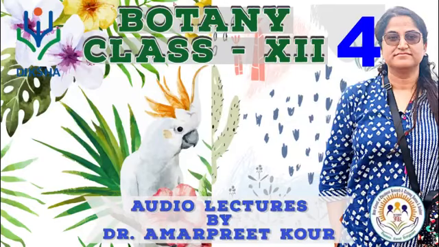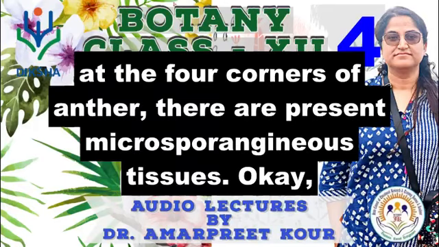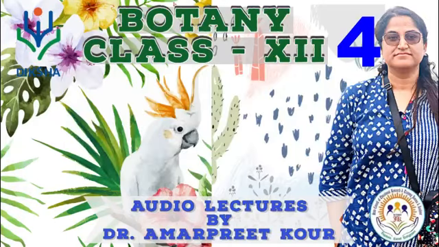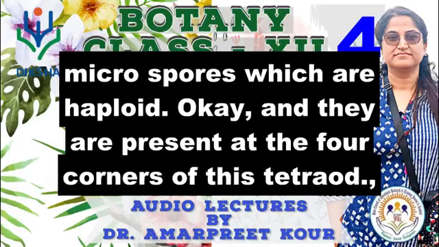Firstly, at the four corners of anther, there are present microsporangious tissues. These undergo haploid meiotic division and they form microspores which are haploid. And they are present at the four corners of this tetrad.